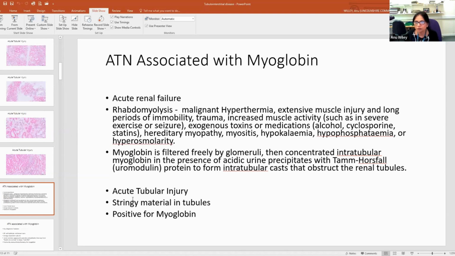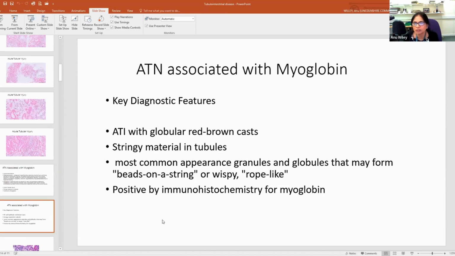So what would you see in the kidney that has myoglobinuria? You would obviously see acute tubular injury, all the features I have just mentioned. But along with that, you will see this particular stringy material in the tubule lumina. If you do an immunohistochemical stain for myoglobin, which most labs will have, because we do myoglobin stains for diagnosing skeletal muscle tumors, all these stringy casts will just light up with the myoglobin.